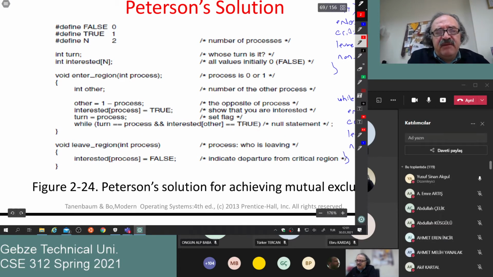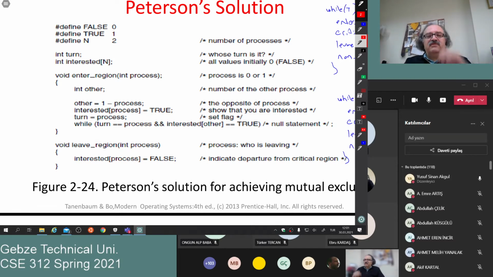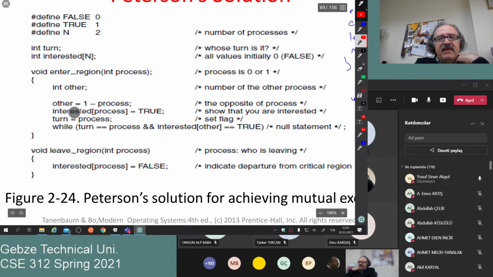Let's look at this enter region. There is a variable named other. Other means that if I am process number 0, other is 1 minus 0, which is 1, right? If I am process number 1, other is 1 minus 1, which is 0. You understand the logic, right? So other is the process number of the other process. That's good. Okay, so I make my interested entry true, just the opposite of leave region.